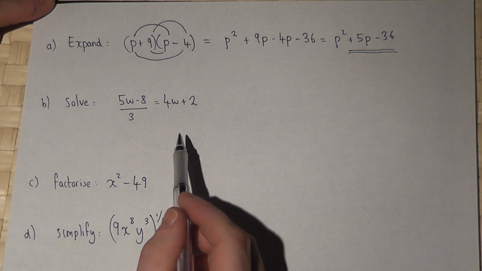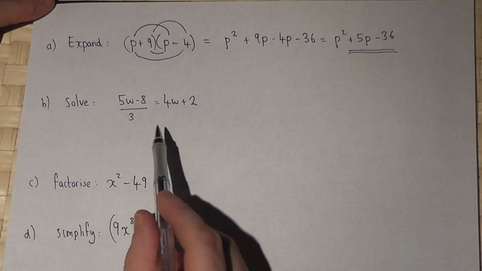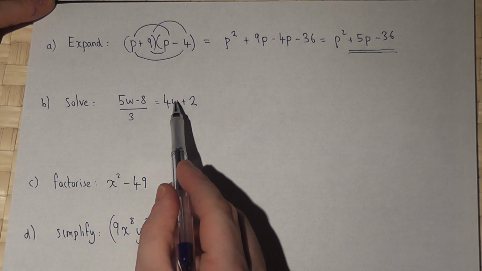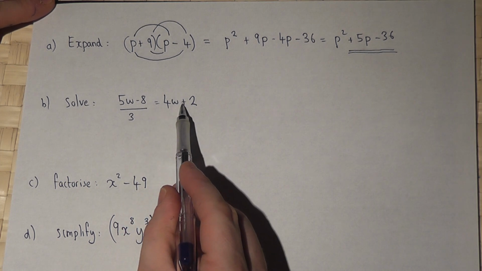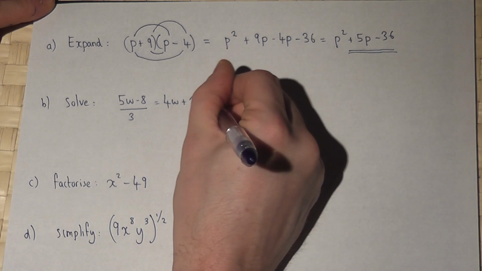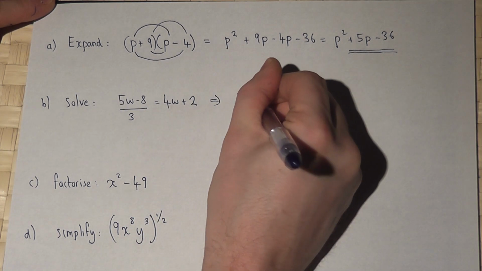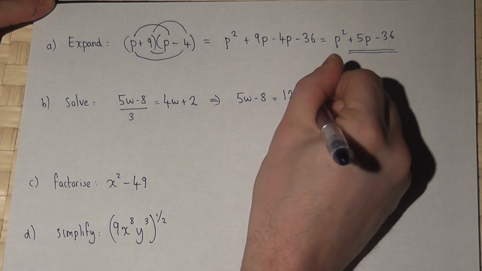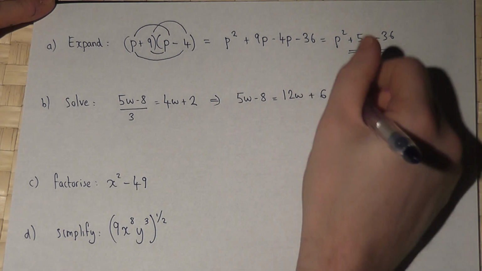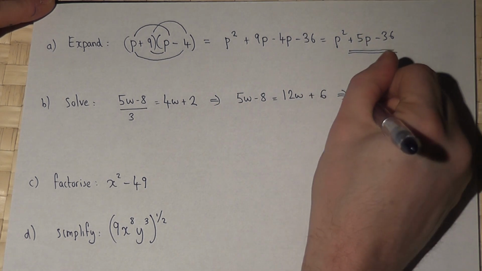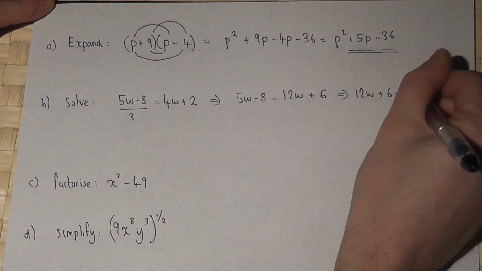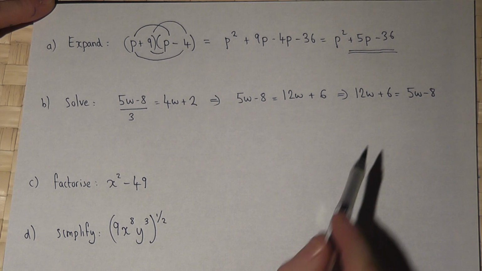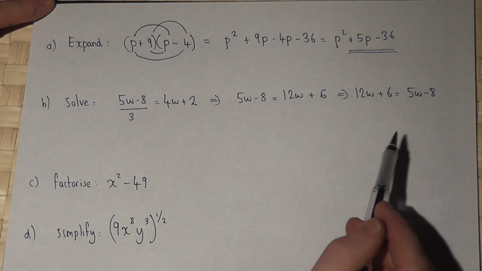In part B, we're asked to solve an equation. Now to solve this, we first of all times up by 3. So we times both the 4w and the 2 by 3. So 5w take away 8 equals 12w plus 6. I will then rewrite this the other way around. That is just my preferred way of solving this type of equation. So I put the most number of w's on the left hand side.